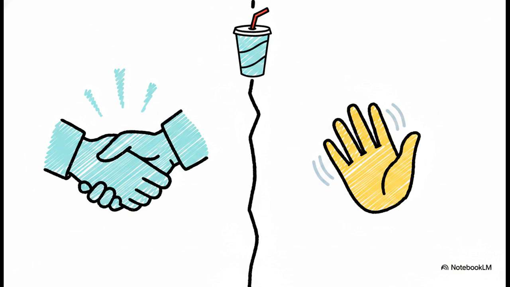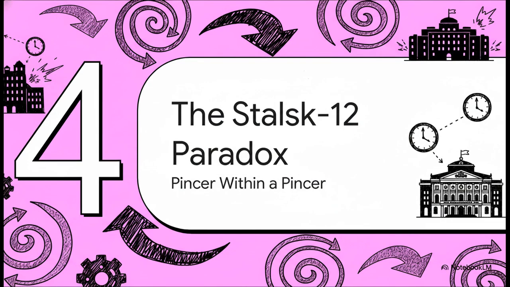But for Neil, it's the beginning of a long, agonizing goodbye to his best friend. He already knows exactly how their story is going to end. Section 4. The Stalsk 12 paradox.